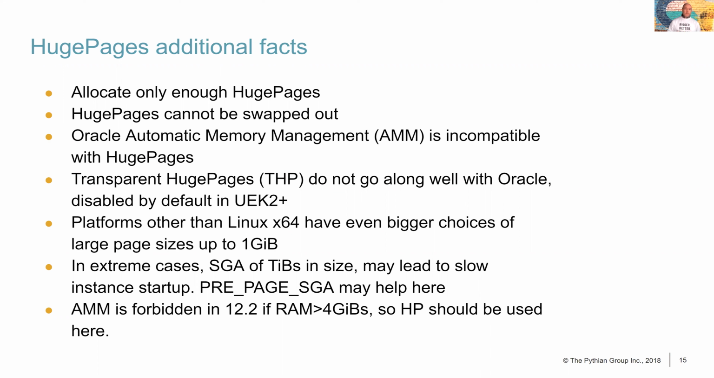It's being reported that if the SGA is huge, and I really mean 3, 4, 14 terabytes in size, that may lead to a slow instance startup. Why? Because during the startup, the database kernel will try and allocate each and every page, which may take a while. So there is this pre-page SGA initialization parameter which prevents this from happening, which means that later on the database will try and allocate these pages. So we have a cold start.